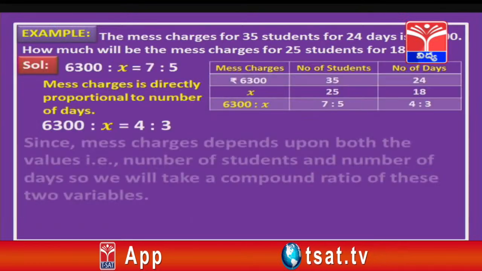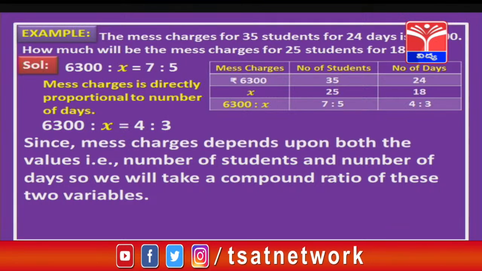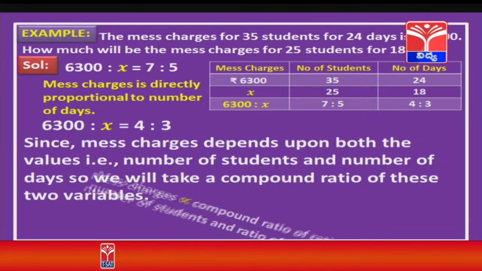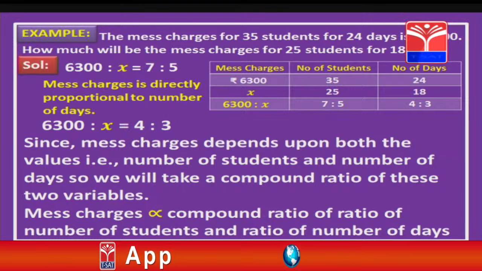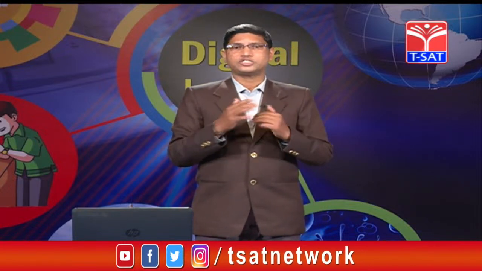Now I can write that mess charges depend upon both the values here, that is the number of students as well as the number of days. So what we are going to do is take the compound ratio of these two variables. Let us see how to take that. Mess charges are proportional to the compound ratio of the ratio of number of students and the ratio of number of days. We have calculated both ratios, so let us take the compound ratio of these two.